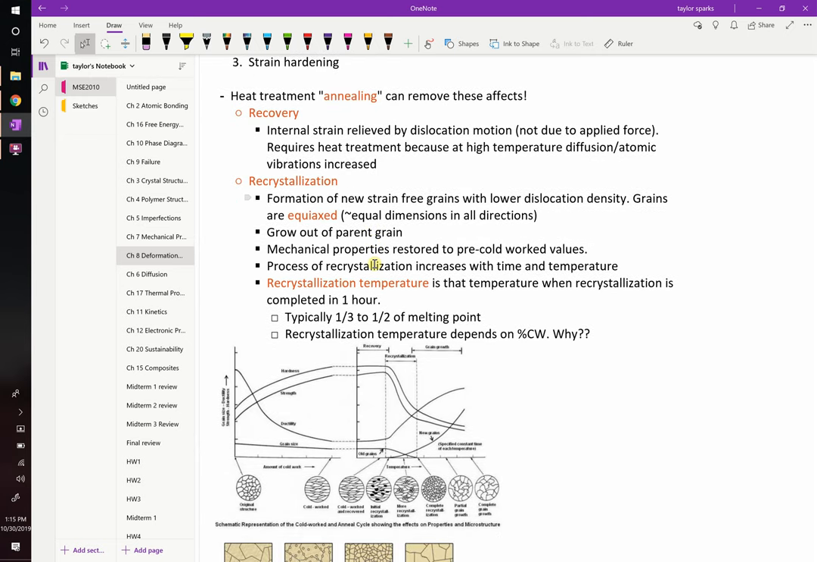recrystallization. So recrystallization occurs when you heat it back up, but it was so damaged, the lattice was so destroyed that it was cheaper from an energy standpoint to just recrystallize new grains. So literally from the rubble of the broken old grains, new ones will grow.